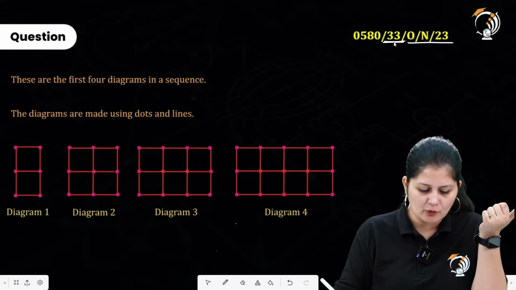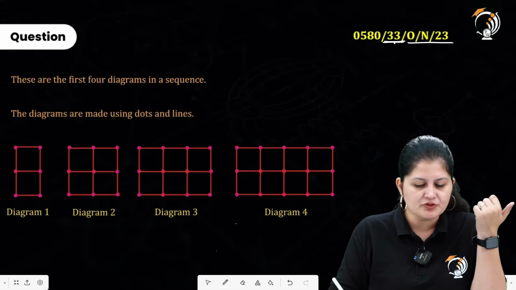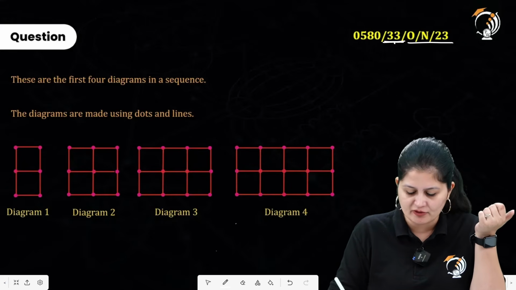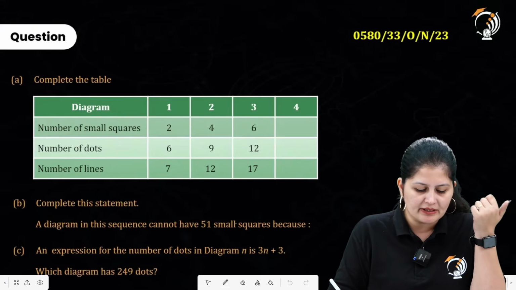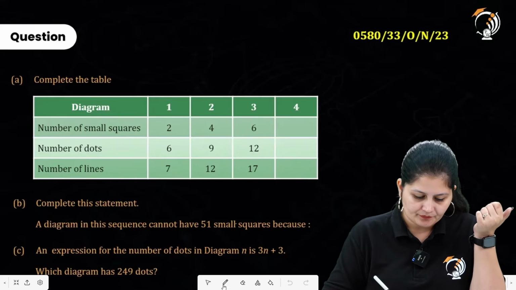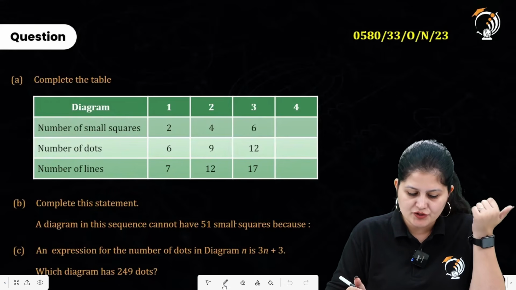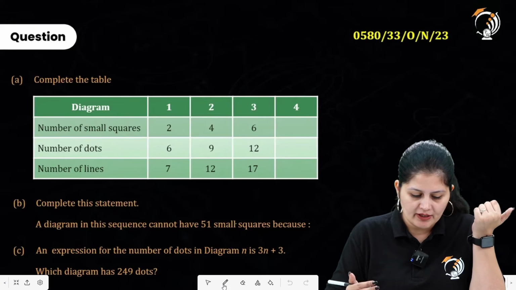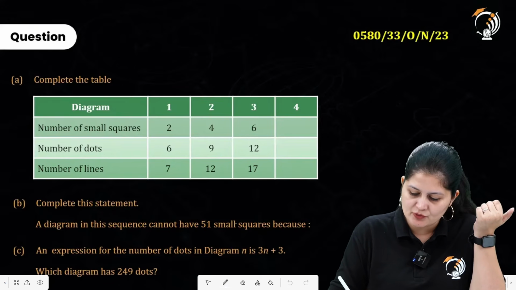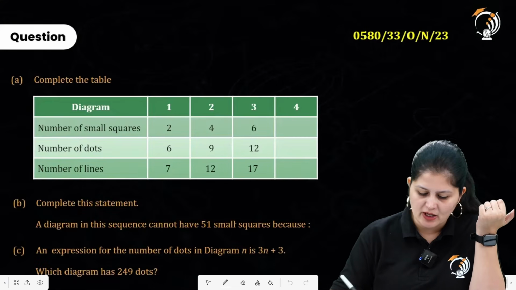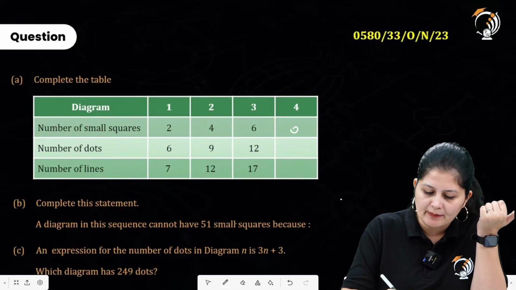Talking about the question here, the diagrams are made using dots and lines. We are being provided with certain diagrams, and we need to complete the table. Here, the number of small squares when n is equal to 1, in diagram 1, is 2, in the second one it is 4, in the third one it is 6, in the fourth one it is going to be equal to 8, right? So I'll just fill this blank with number 8.